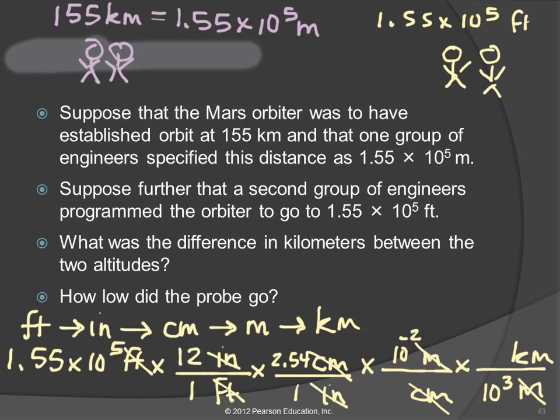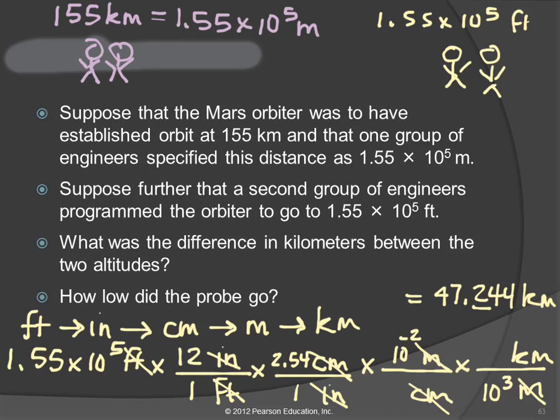So now we get out our calculators. 1.55 EE 5 times 12 times 2.54 times 1 EE minus 2 divided by 1 EE 3 equals. So, calculator says 47.244 kilometers. That would have 3 significant figures.